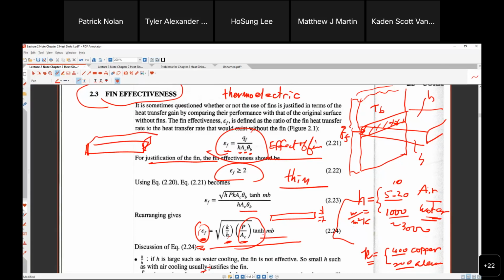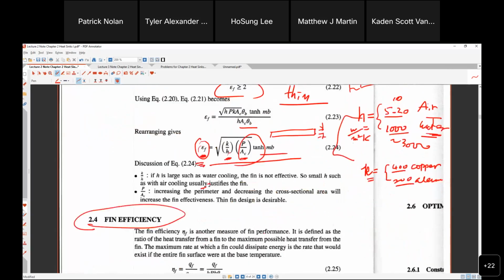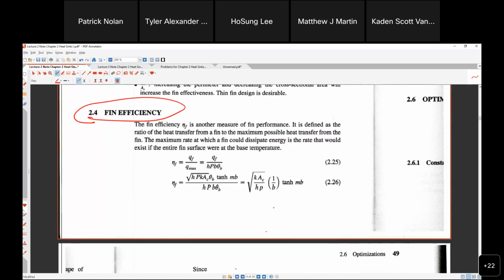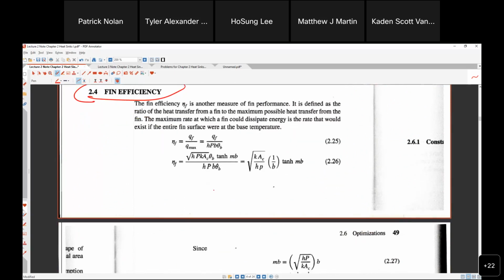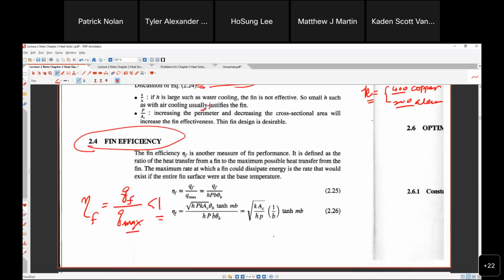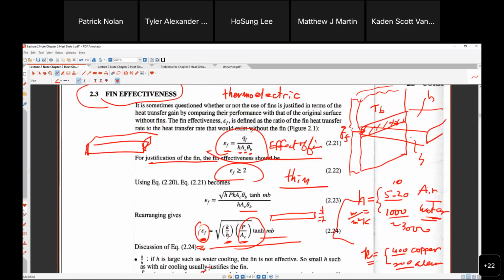Now we pretty much understand efficiency. Okay, efficiency, quite different. Don't confuse. Now for efficiency, we use eta, fin efficiency. Fin efficiency is actual over maximum. What would be the maximum? It's a different story. It's going to be less than 1 because it's a maximum. So what would be the maximum?